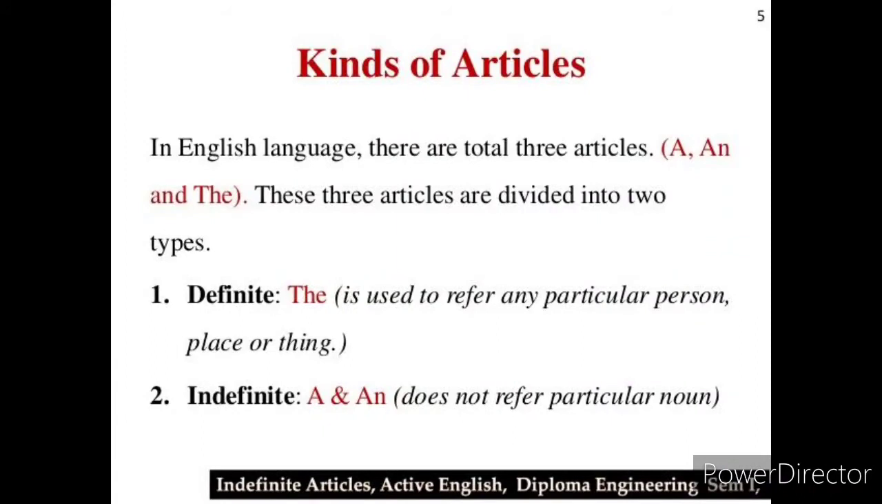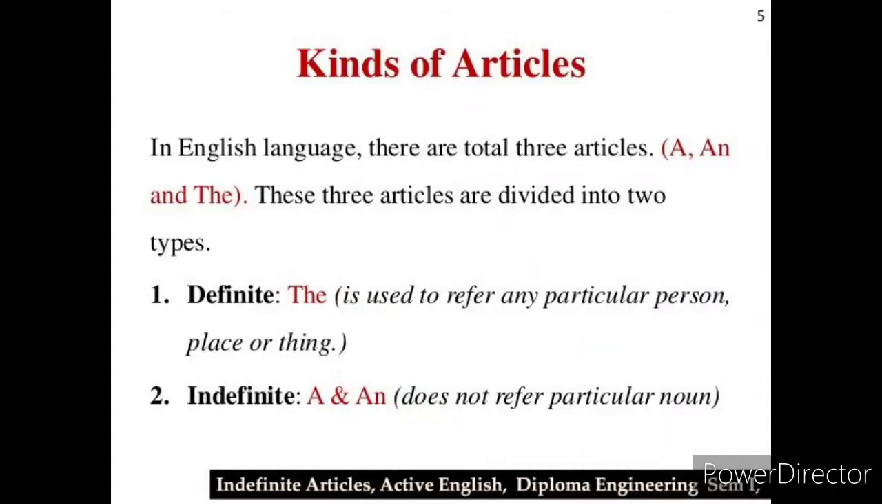The definite article the is used to refer to any particular person, place or thing. Whereas in indefinite articles there are a and an, that do not refer to a particular noun. So the definite article the is used to refer to any particular person, place or thing. The second type, indefinite articles a and an, do not refer to any particular noun. So these are the 2 kinds of articles which we are using in our English language.